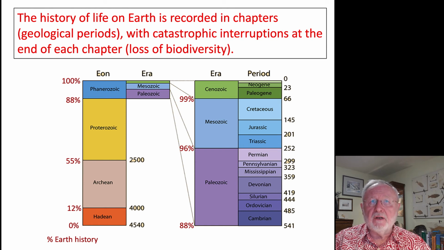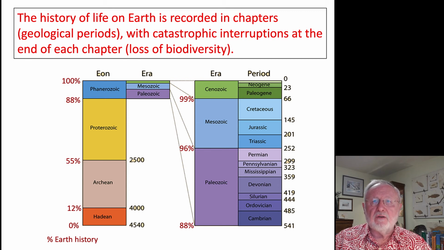As I mentioned earlier, the history of life is recorded as chapters. We call those chapters geological periods. And you might ask yourself, well, what defines the end of one chapter and the beginning of the next? It's usually a catastrophic event. Something happens at the end of each chapter, and the result is a tremendous loss of biodiversity and the emergence of new life.